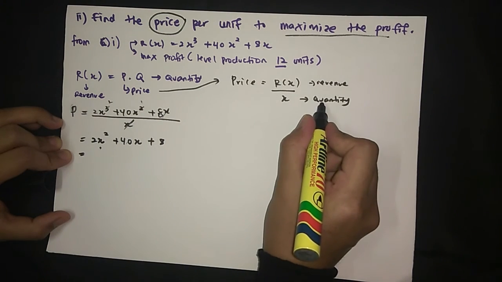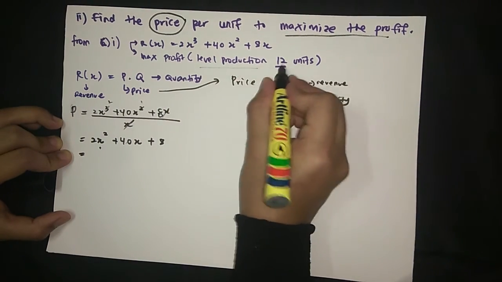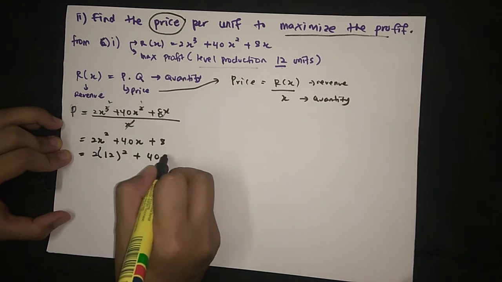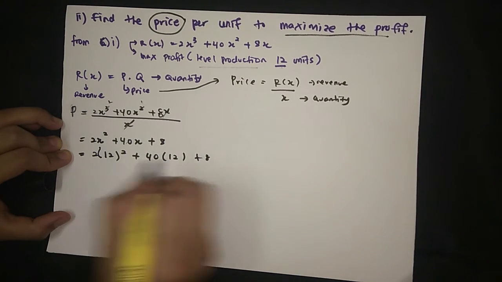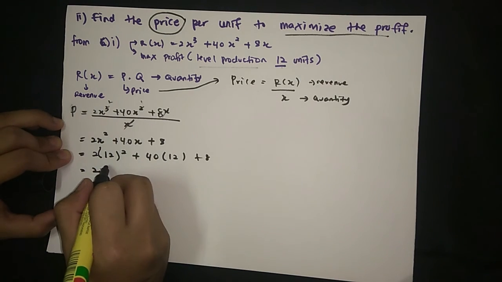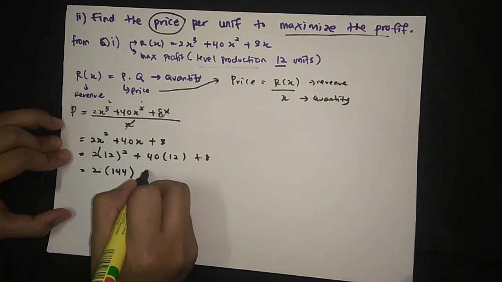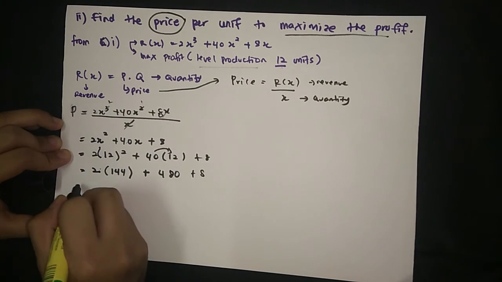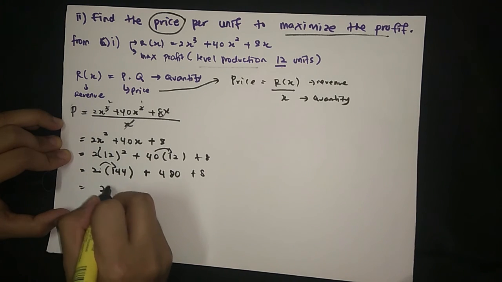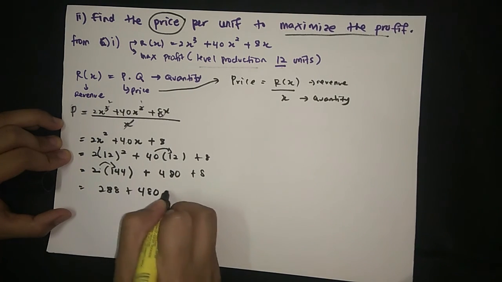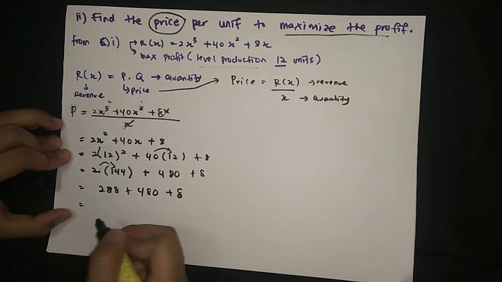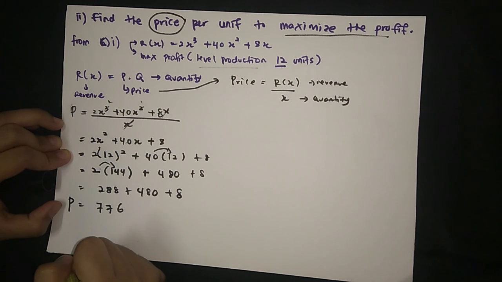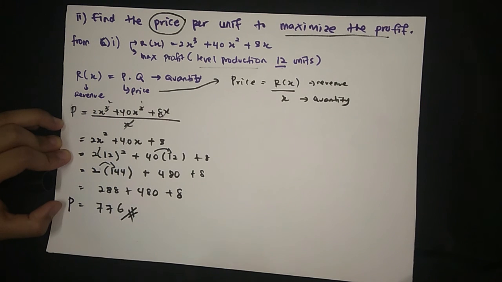Now we want to find which price maximizes the profit. So we substitute the quantity x with 12: 2 times 12 squared plus 40 times 12 plus 8. So we got 2 times 144 plus 480 plus 8. 2 times 144 becomes 288, plus 480, plus 8. The final answer is 776. So the price that gives maximum profit is 776. Now we got it.